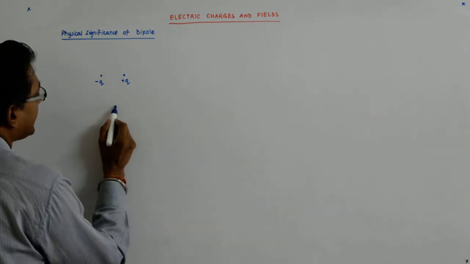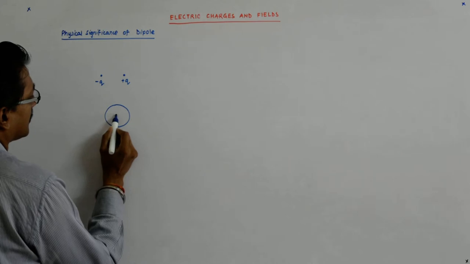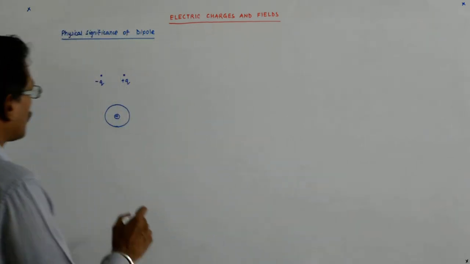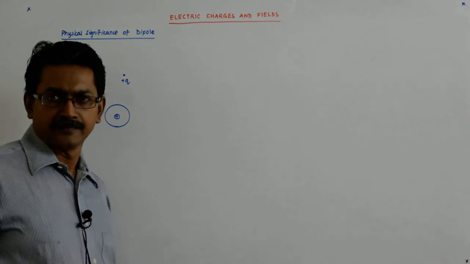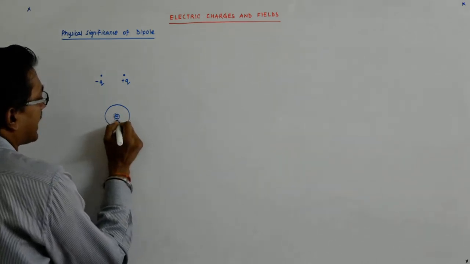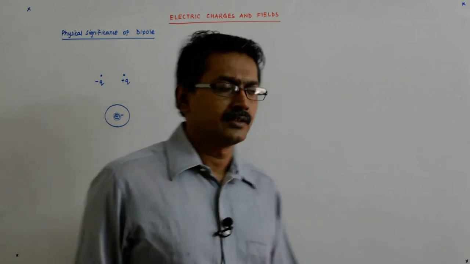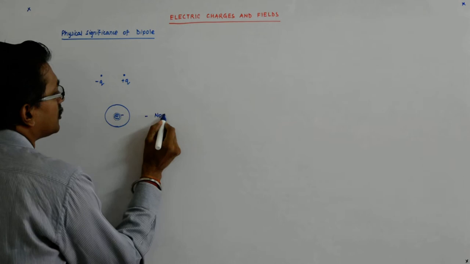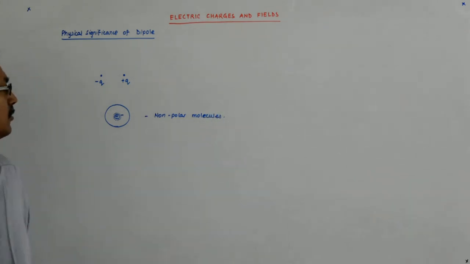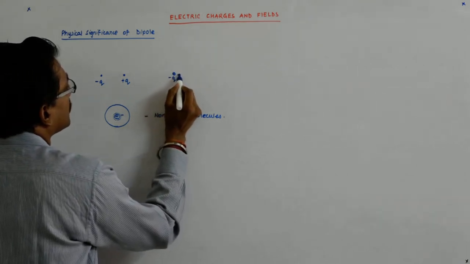Let's try to understand. Any molecule or any atom which is neutral has a nucleus at the center and electrons moving around in different fashions, in different shells, in different orbitals, and due to that, it may so happen that the center of the negative charge coincides with the positive charge. These molecules are called non-polar molecules. Why are they called non-polar molecules? Because somehow their minus Q and their plus Q coincide.